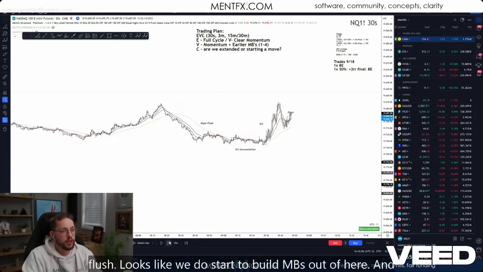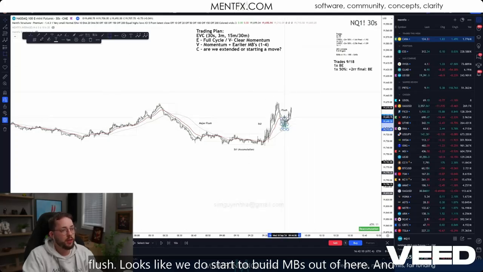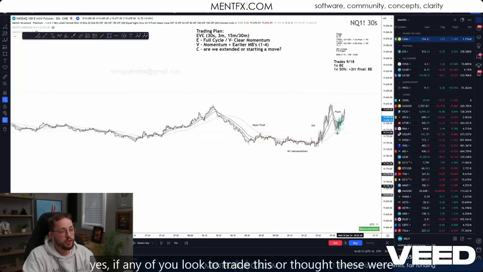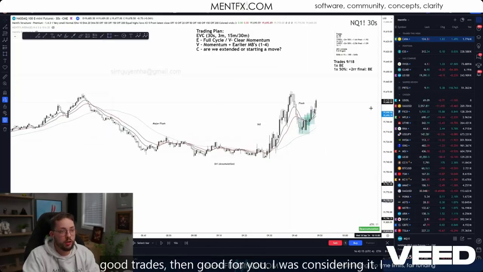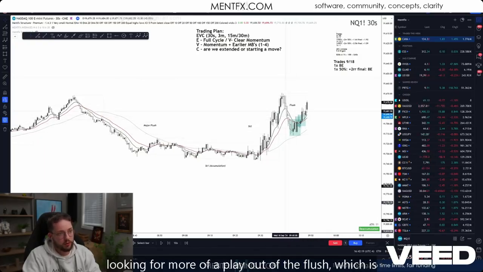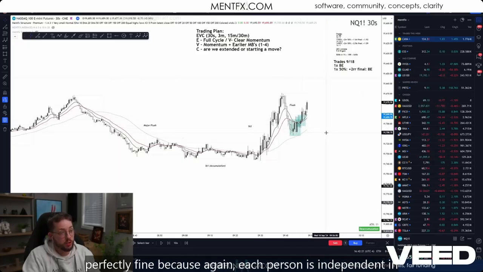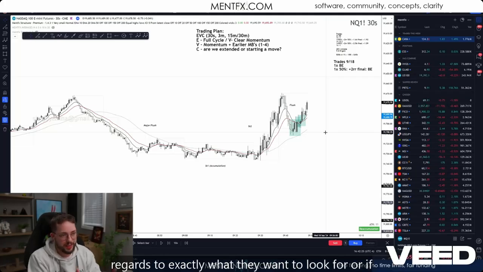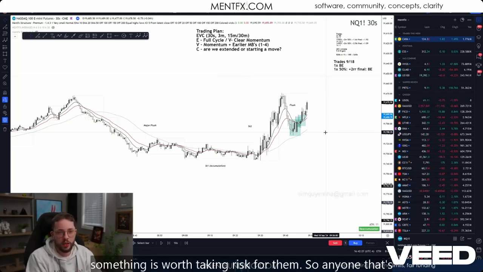So we'll see if we get a flush. Looks like we do start to build MBs out of here. And yes, if any of you looked to trade this or thought these were good trades, then good for you. I was considering it. I didn't like the fact that these got right together. I was looking for more of a play out of the flush, which is perfectly fine, because each person is independent in regards to exactly what they want to look for or if something is worth taking risk for them.